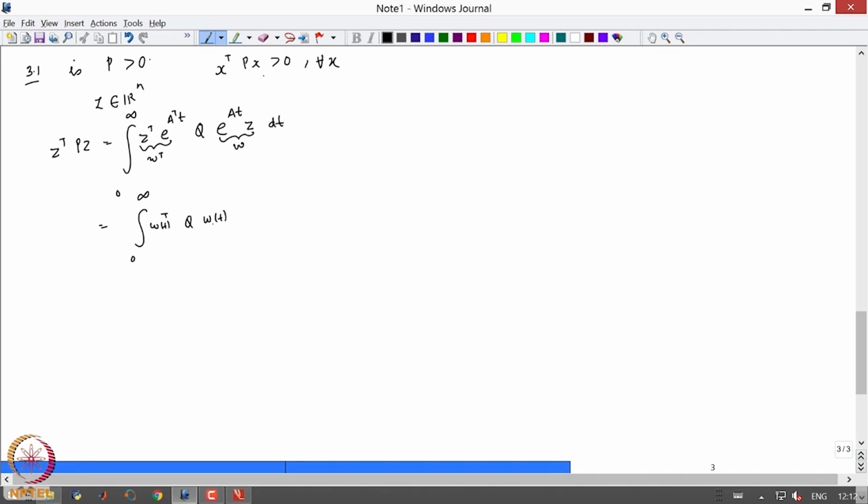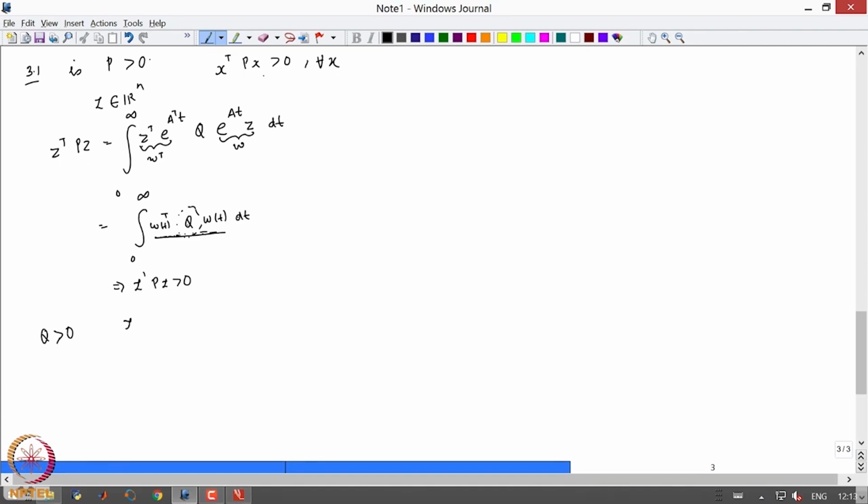Okay. Now, what do I know? I know that Q is greater than 0, and therefore, if Q is greater than 0, then this quantity should be greater than 0. And therefore, I have that z transpose P z is actually greater than 0, given that Q is also positive definite, and then I just invoke the definition. So, if I have a vector transpose Q times the same vector, that should be greater than 0, and this will hold for all z. I am not defining any particular z here, but this will hold for all z.